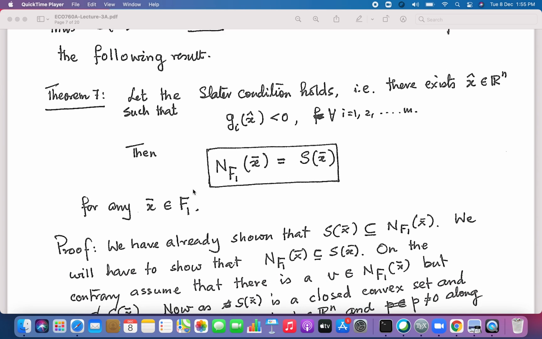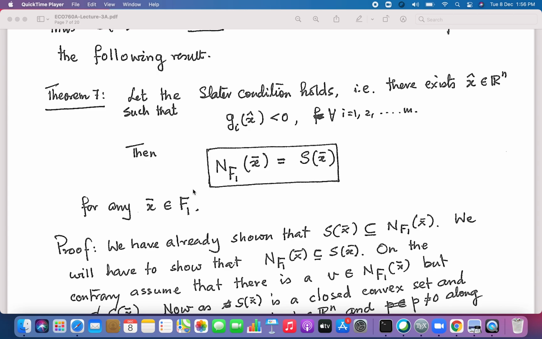So what does it say? It says that if the Slater condition holds, that there exists an x hat in Rn such that g_i of x hat is strictly less than 0 for all i, not just the active indices at x hat, but all i, then we will have that the normal cone to F1 at x bar is exactly equal to S of x bar.